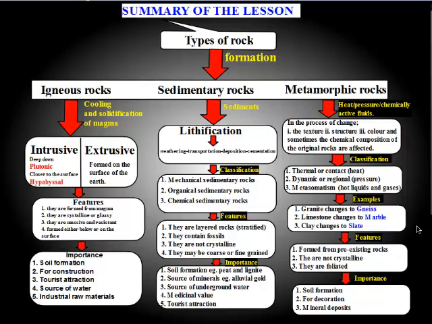We looked at some importance. We looked at soil formation. We looked at mineral deposition, and finally we said metamorphic rocks are used for decoration.